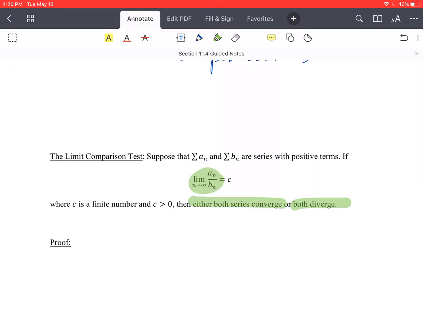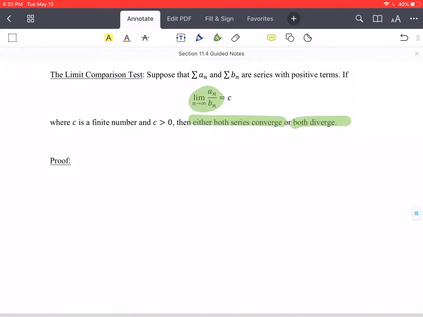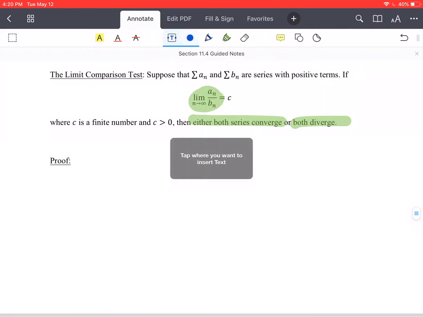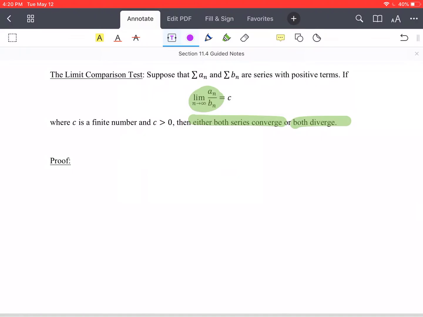Now this one, we actually are going to get a chance to prove right now. We're not doing a lot of these proofs of these theorems, they're all in the book, but this one's a little bit shorter, and I think it's good to at least see one proof of one of these tests. So for this proof, we're going to start off here. I'll do this in a different color.